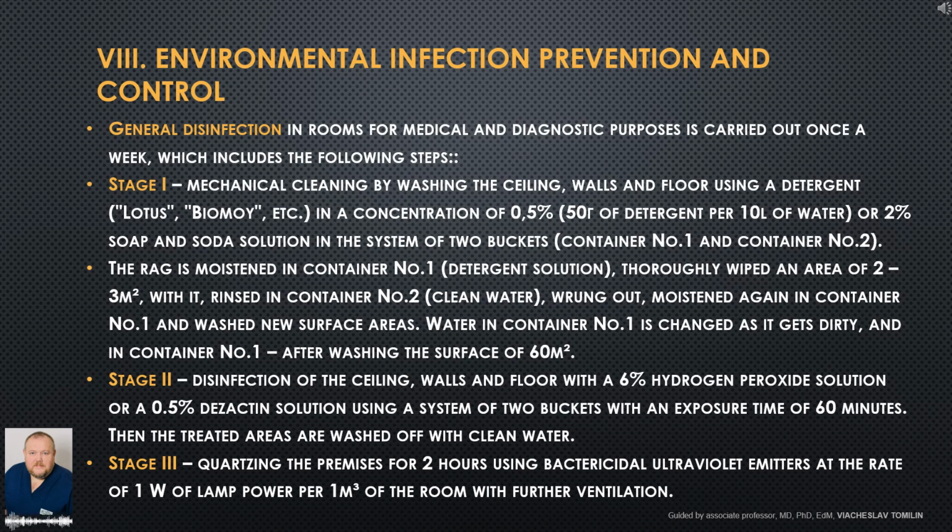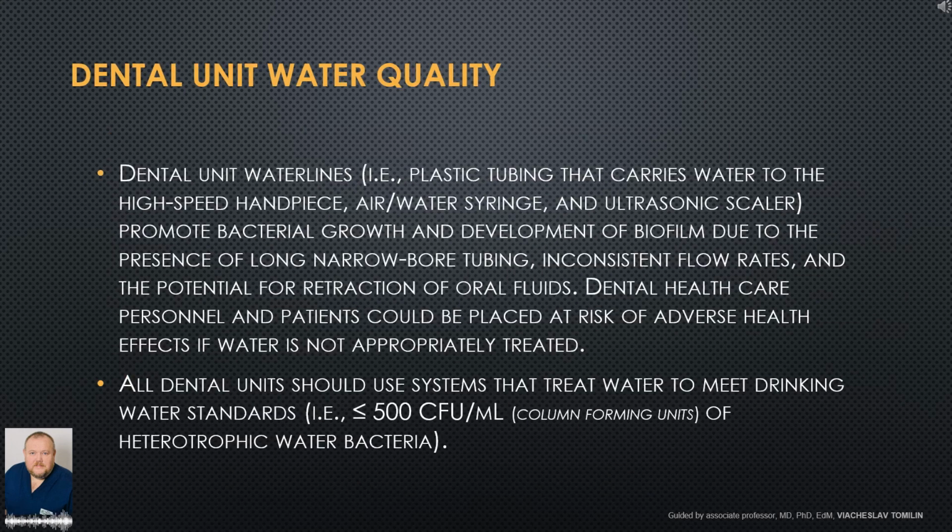Stage 2. Disinfection of the ceiling, walls and floor with a 6% hydrogen peroxide solution or a 0.5% Desactin solution using a system of 2 buckets with an exposure time of 60 minutes. Then the treated areas are washed off with clean water. Stage 3. Quartzing the premises for 2 hours using bactericidal ultraviolet emitters at the rate of 1 watt of lamp power per 1 cubic meter of the room, with further ventilation.